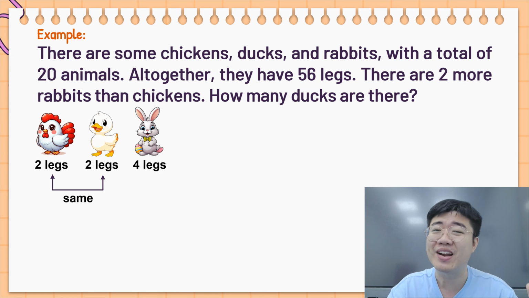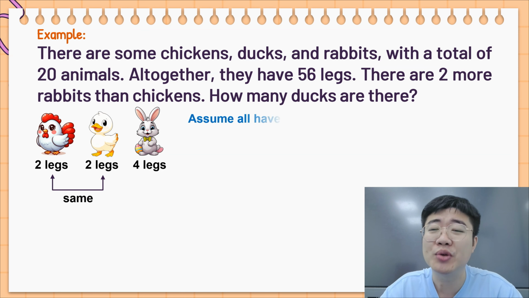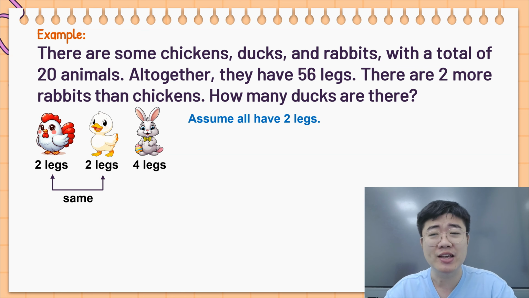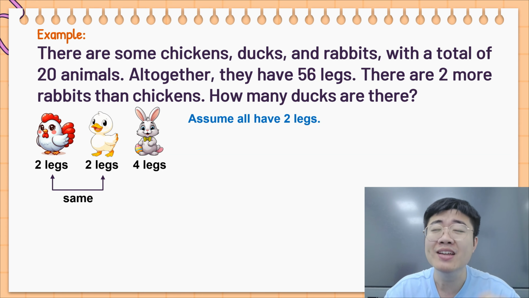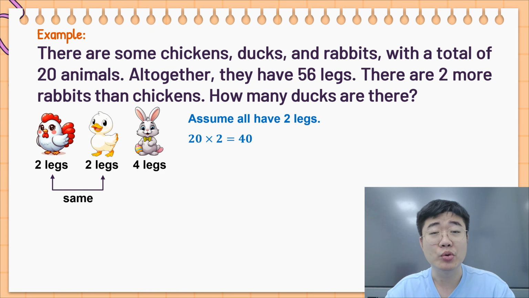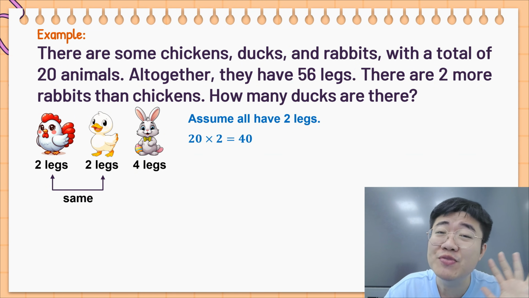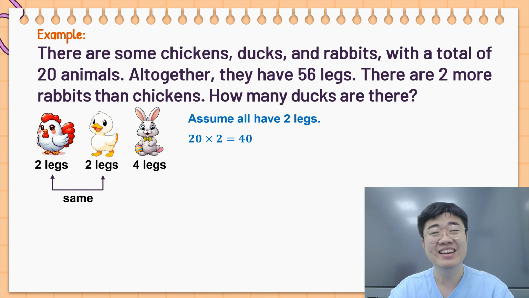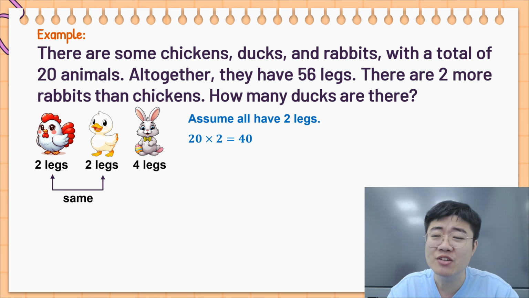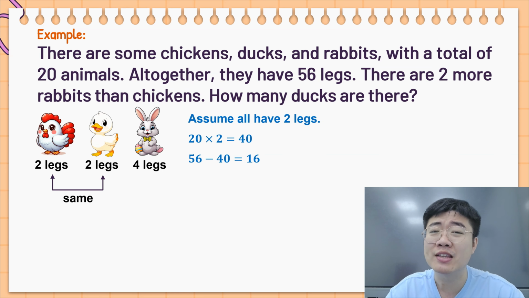What's our usual method, Aaron? Perfect. It's the assumption method. So we assume that everything is 2 legs first. Assume all of them have 2 legs. 20 animals, this will be 20 times 2. They will get a total of 40 legs. But compared to the reality, which was 56 legs, this is less. So we find that 56 minus 40, 16 more legs are needed.